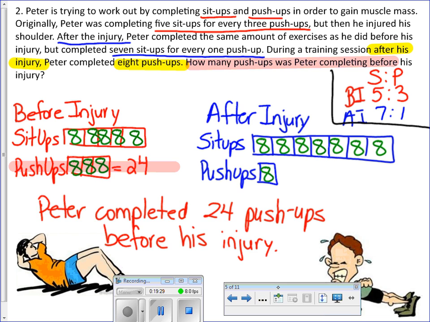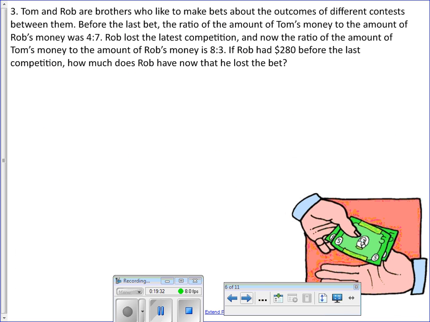Okay, I gave you a head start on the next one. Let's go over it. Tom and Rob are brothers who like to make bets about the outcomes of different contests between them. Before the last bet, the ratio of the amount of Tom's money to the amount of Rob's money was 4 to 7. Rob lost the latest competition, and now the ratio of the amount of Tom's money to the amount of Rob's money is 8 to 3. If Rob had $280 before the last competition, how much does Rob have now that he lost the bet?